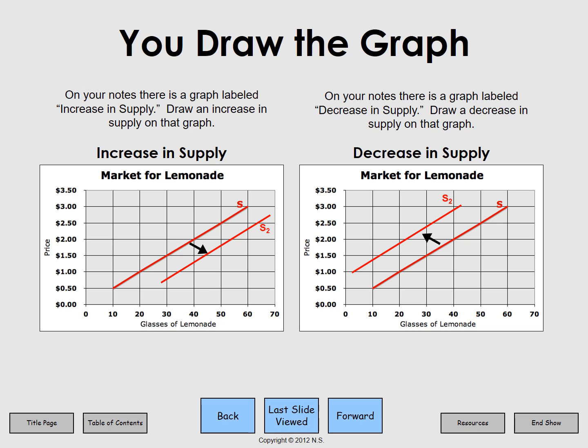And you have a new supply line. Notice we call these S1, they just use S, and then the second line you draw is S2, and then if you put that arrow on there, it just kind of helps to show which way the line is shifting. And so if it shifts to the right, we know something good happened. If it shifts to the left, we know something bad happened.